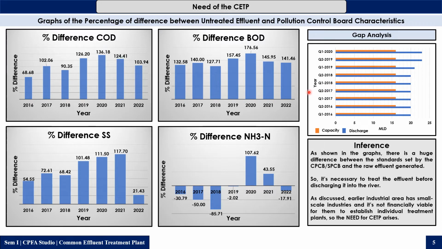And apart from this, we have also carried out the characteristics difference between the raw effluent generated and the standards set by the Central Pollution Control Board and State Pollution Control Board. So as we can see in the graph, there is a lot of difference between the standards and the raw effluents. So if we dispose these effluents without treating them, they can cause major pollution in the rivers. And all these data were gathered from the State Pollution Control Board's website.